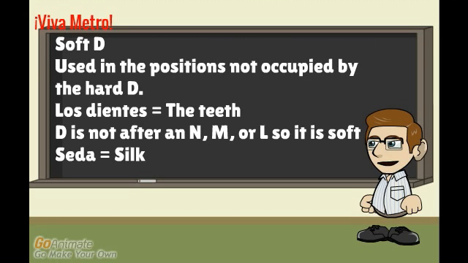The soft D is pronounced in the rest of the positions not occupied by the hard D. Like the example given earlier, nada, the D is inside of a word and therefore is pronounced soft because it's following an A, so it's not following an M, an N, or an L, so it remains soft.